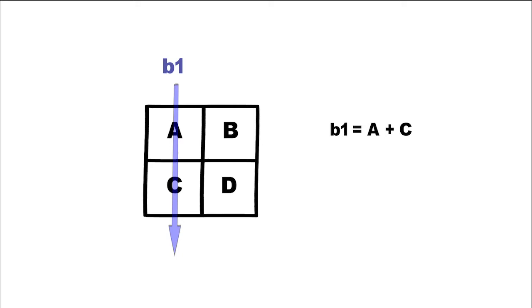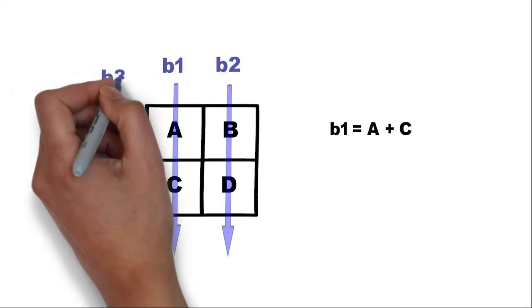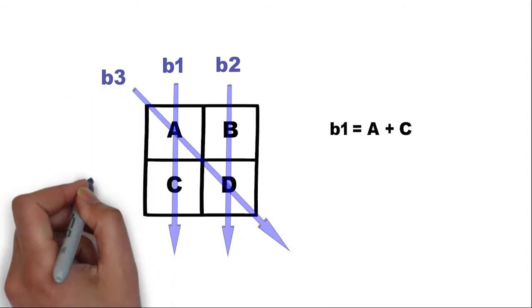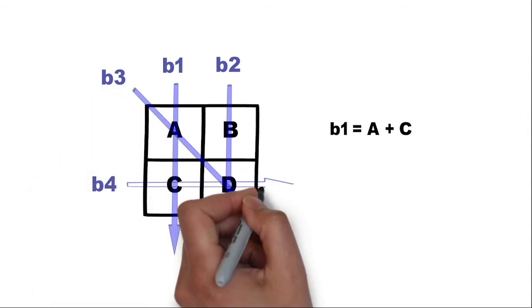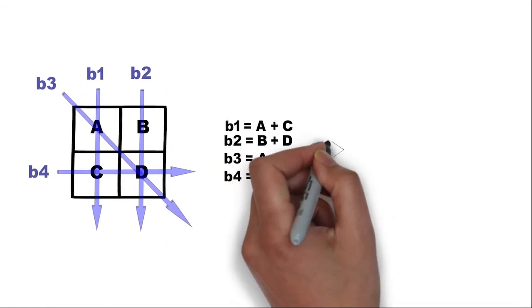For example, we can define B2, B3, and B4. If we do this, the problem becomes just an inversion of a system of equations, which is easily solvable.